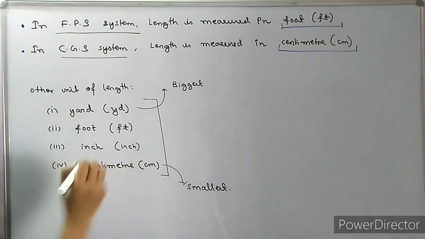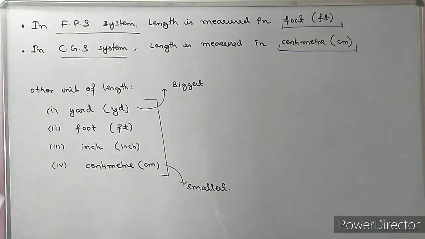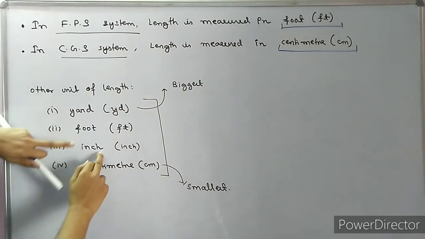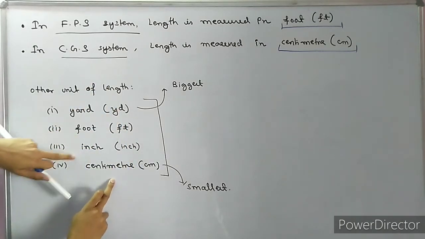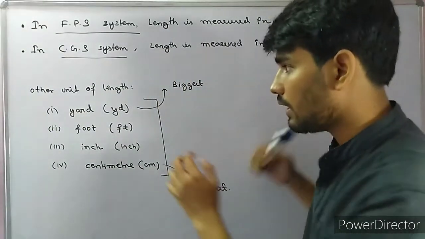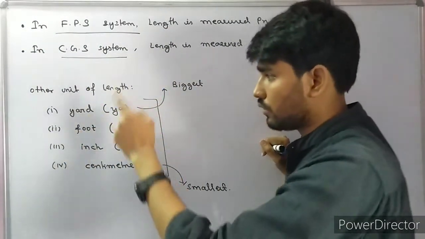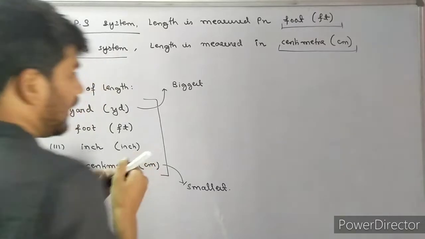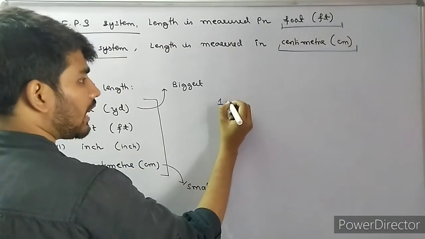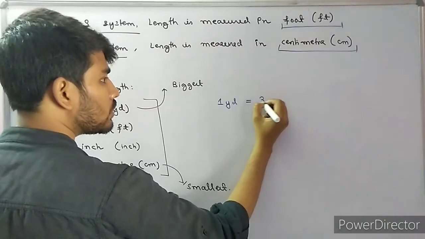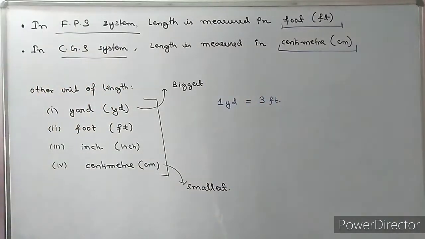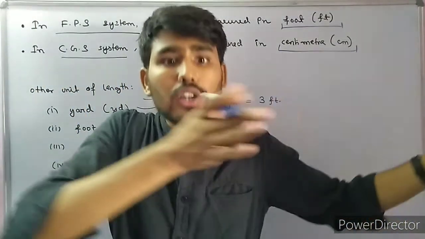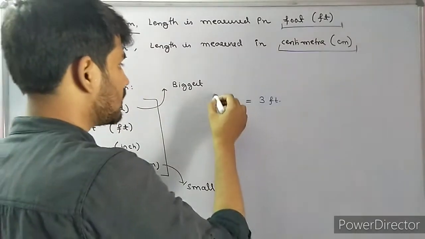Centimeter is the smallest. Now let's see, yard is bigger than foot. Foot is bigger than inch. Inch is bigger than centimeter. Just try to understand like this. And 1 yard is equals to 3 foot, meaning 3 foot combined together form 1 yard. This is the first relation.